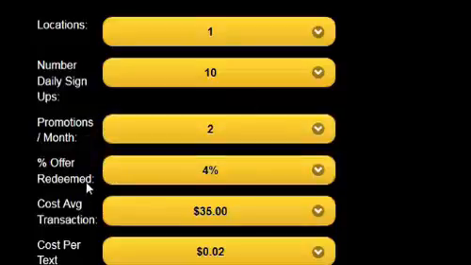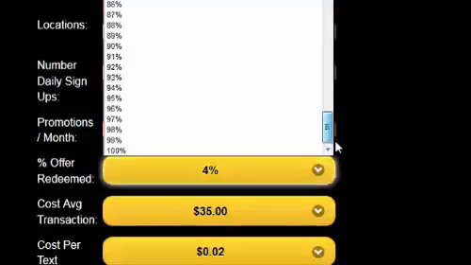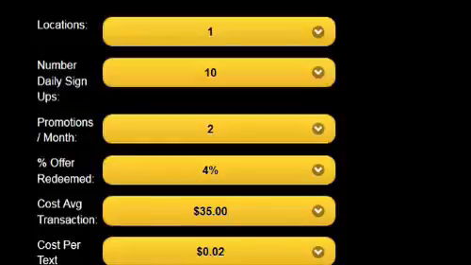Percentage of offer redeemed in text messaging, it's usually 50%. This goes up to 100%. For practical purposes, just to keep it conservative, I'm going to say if you send out 1,000 texts, then you're going to get a 4% return. That's very nominal. The average cost of a transaction.